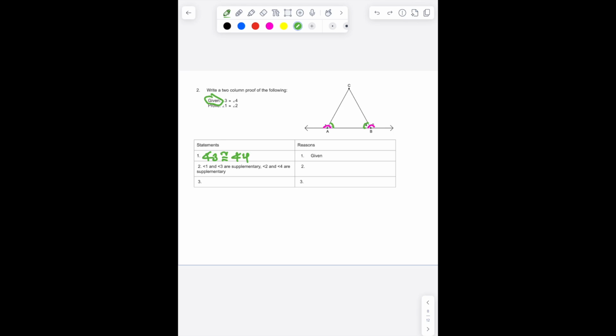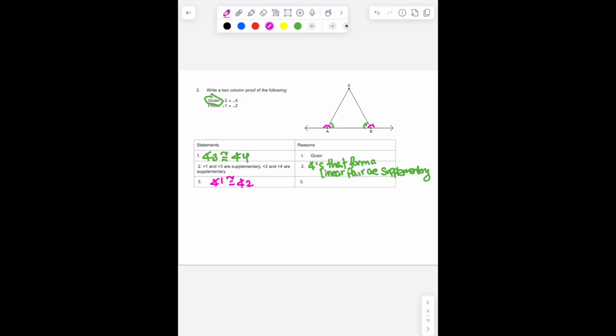So angle 1 supplementary to angle 3, angle 4 supplementary to angle 2. We know that because angles that form a linear pair are supplementary by definition. And angle 1 and angle 3 do form a linear pair. Angle 4 and angle 2 do form a linear pair. They're supplementary and adjacent. So now we can determine that angle 1 is congruent to angle 2.